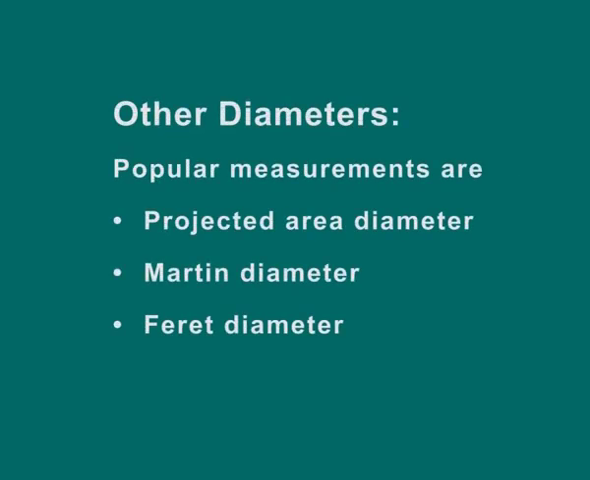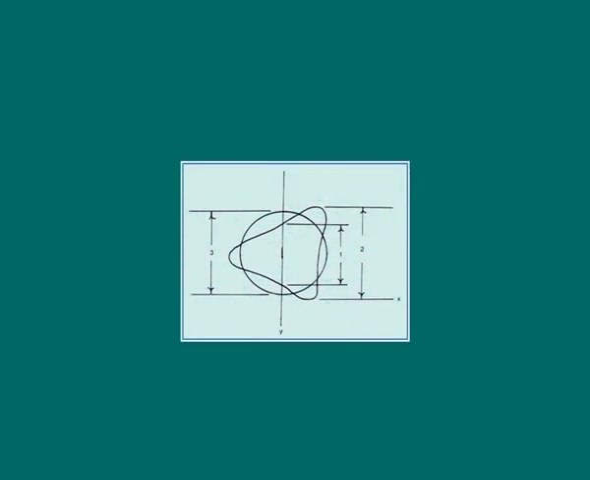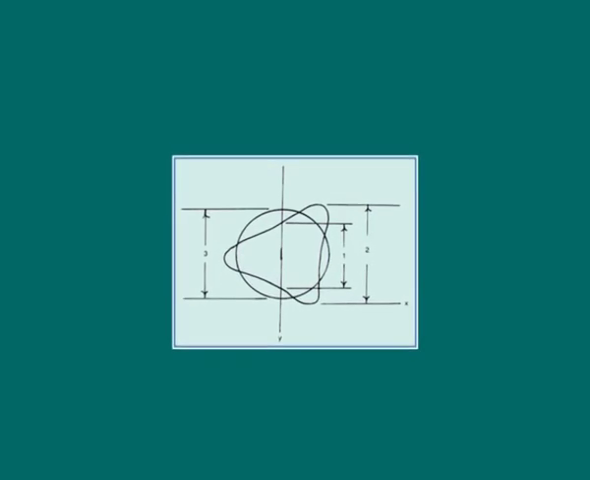Other popular measurements are projected area diameter, Martin diameter and Feret diameter. Projected area diameter is the diameter of a circle with the same area as that of the particle observed normal to the surface on which the particle rests. It corresponds to number 3 in the figure.